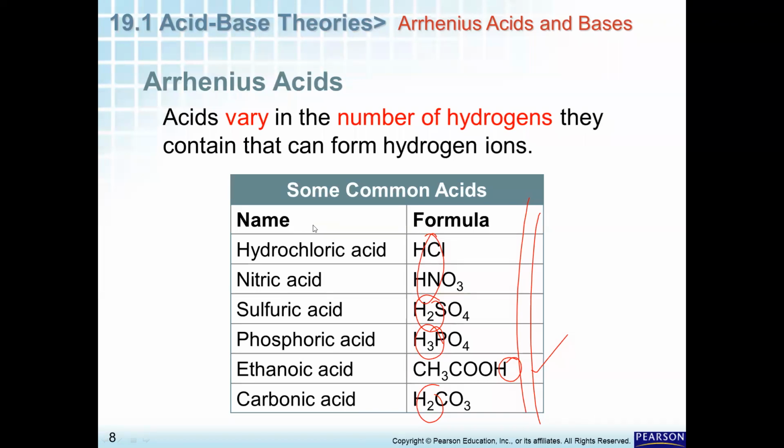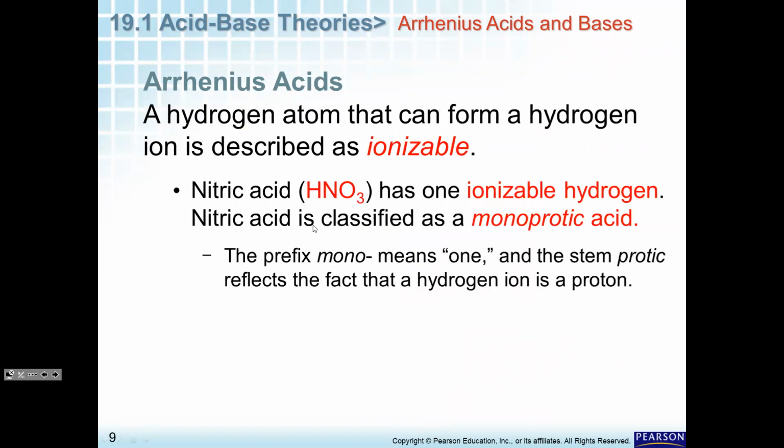So we can classify acids based on the number of hydrogens that they can produce, and we call that ionizable hydrogen. This is very important because according to the definition, it is an H plus producer, and it will produce that whenever it ionizes. Ionizes means to split into ions, plus and minus. That will happen only with the hydrogen that is ionizable, which is able to be split from the compound as H plus.